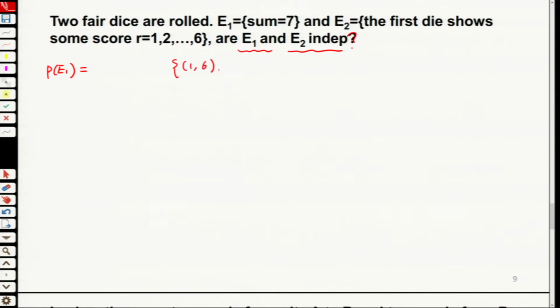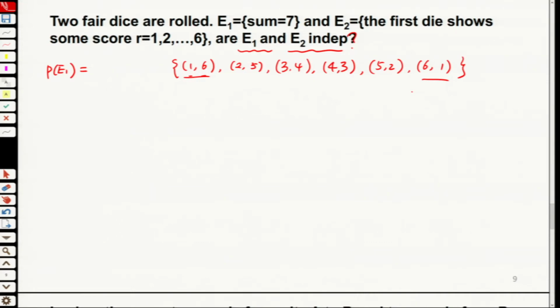1 and 6, 2 and 5. So this is the first die and the second die, right? 3 and 4, and 4 and 3, 5 and 2, or 6 and 1, right? Why is this one different from this one? Because it's first die or second die.